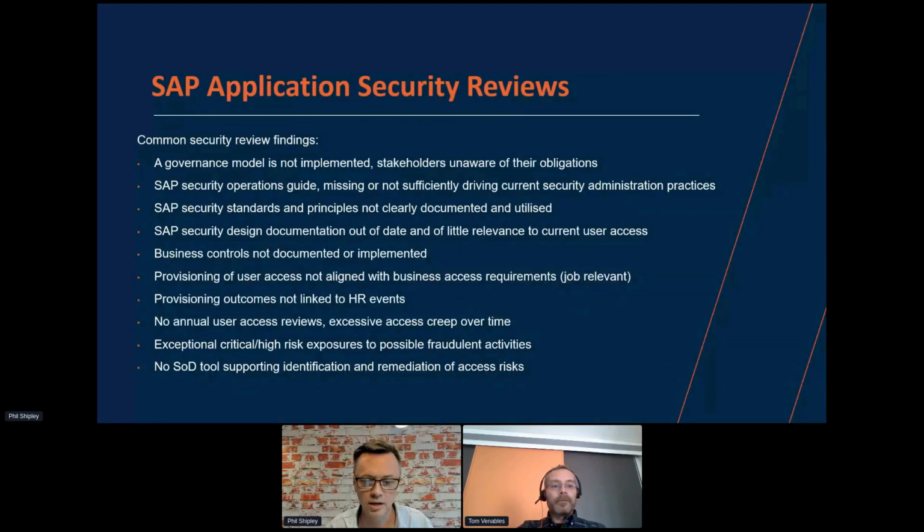Design documentation out of date or of little relevance to the current user access model. Again, auditors will look for that evidence. What did you say you were going to design, build, and implement? And is that the current state of access today in the system?